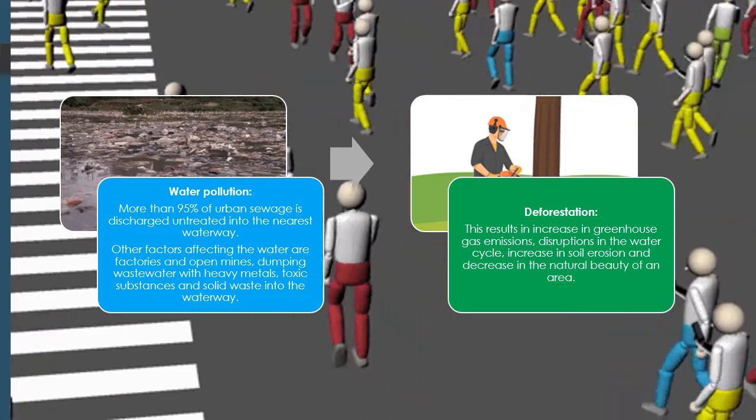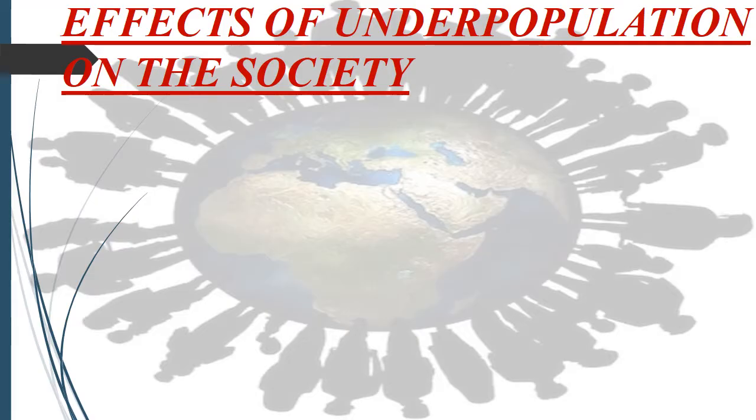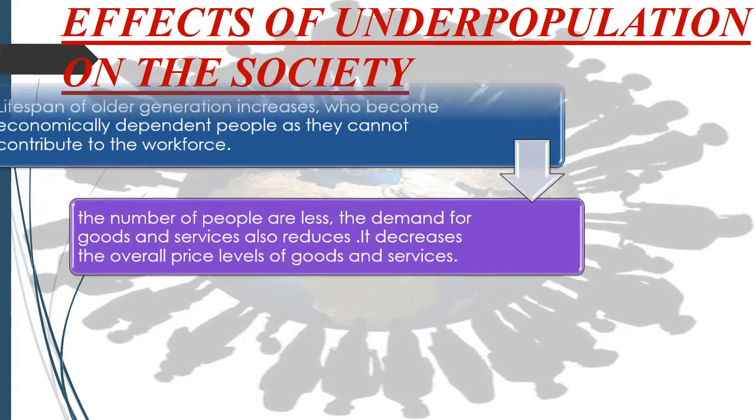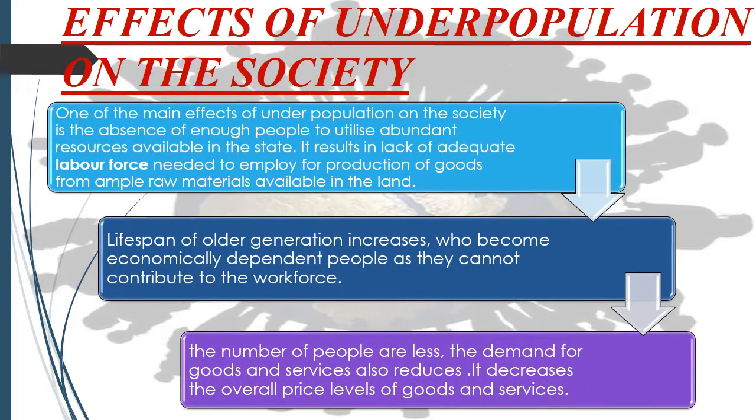We'll move further and learn the effects of underpopulation on the society. Some of the negative effects of underpopulation we will learn first, like lack of adequate labor leads to low productivity. In some instances, a higher proportion of the population is either too young or too old to work. So the older generation increases and becomes economically dependent, as they cannot contribute to the workforce, and there are fewer taxpayers, leading to low income for the government.